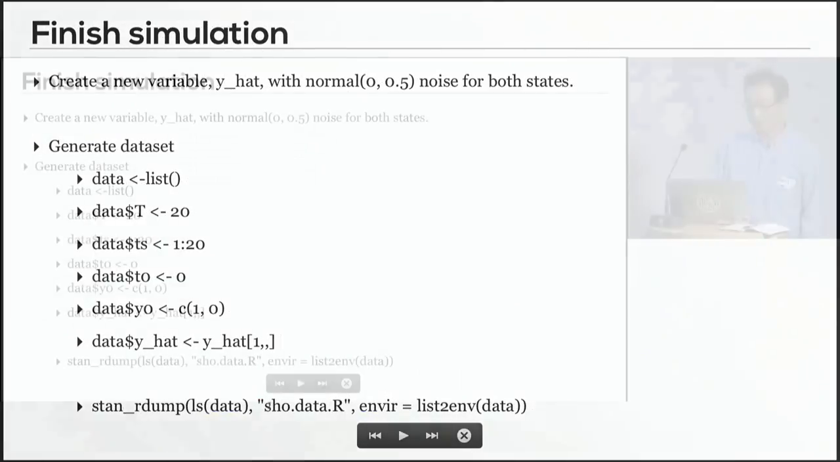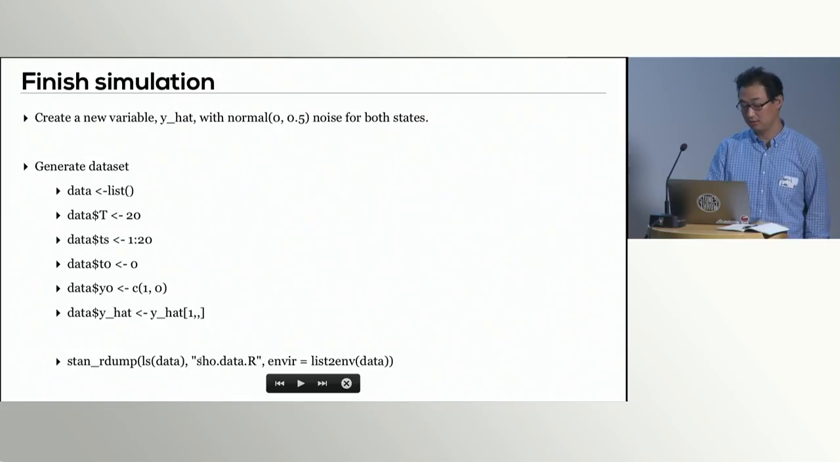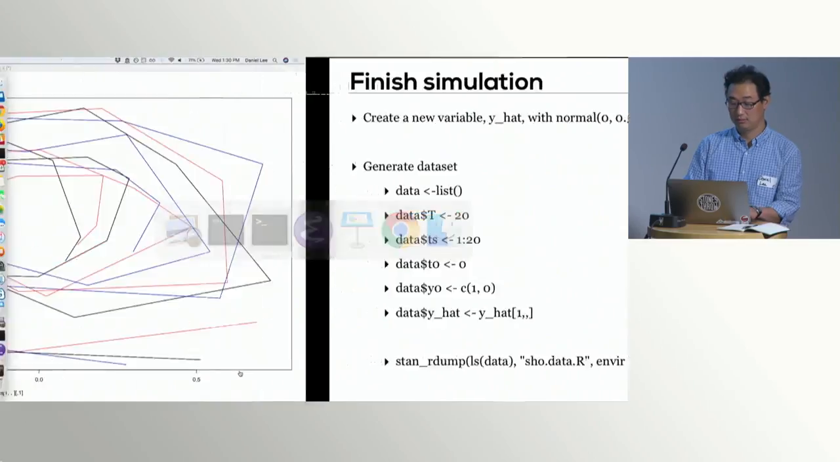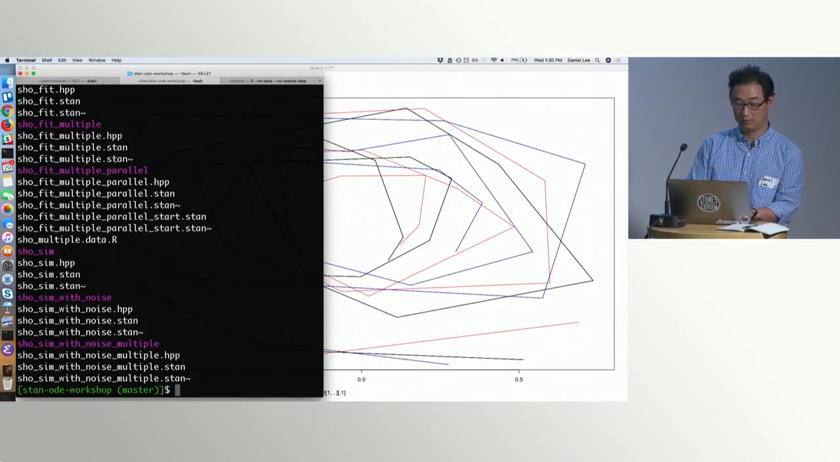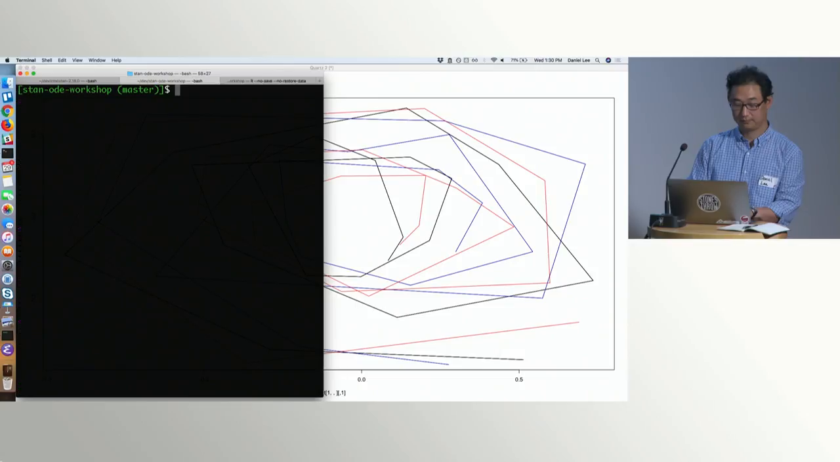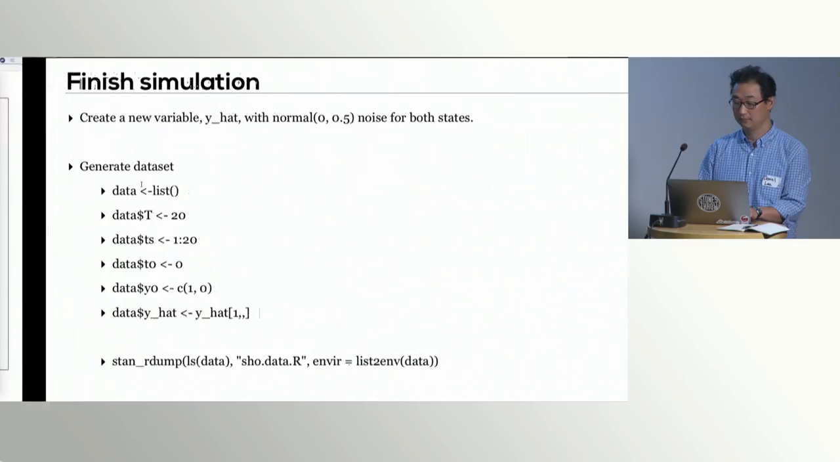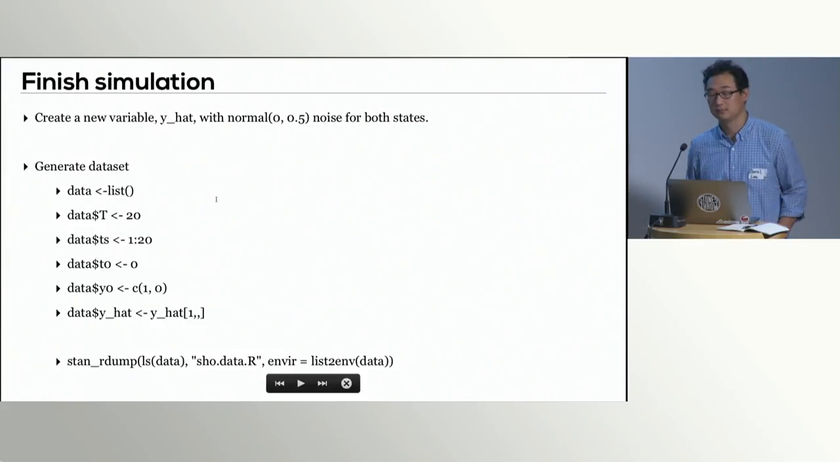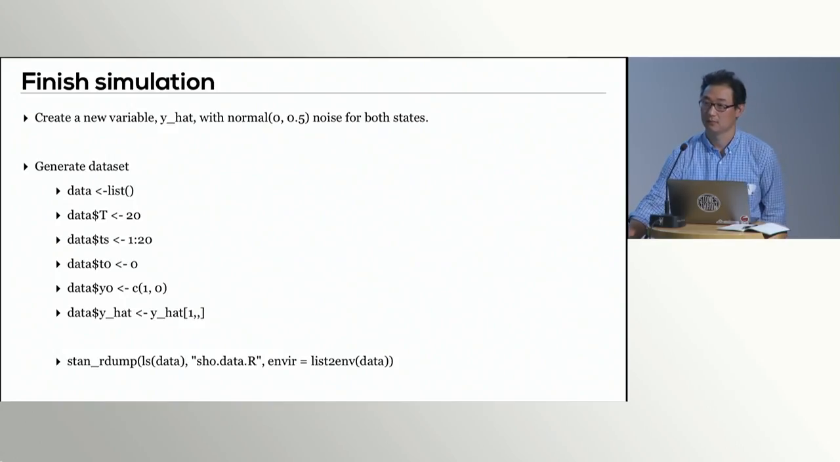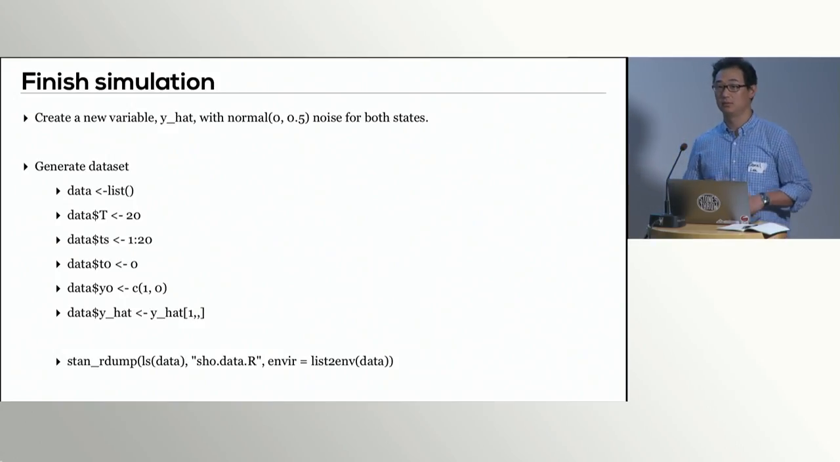If you want to skip ahead, I've already generated the data, and it's in this file called show.data.r. So it's this file here. Is everyone comfortable so far with the idea that you can solve for the states and we can simulate from this ODE? It's only going to get more complicated and faster.